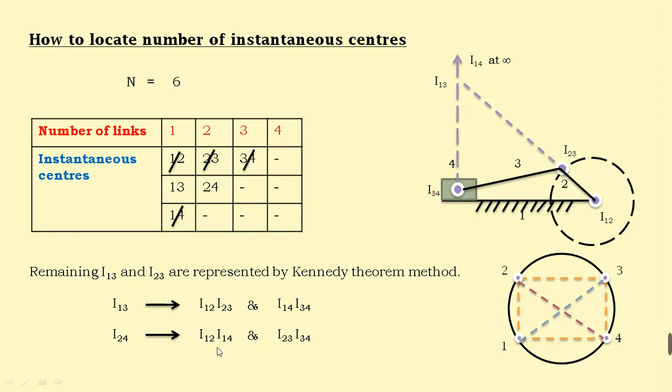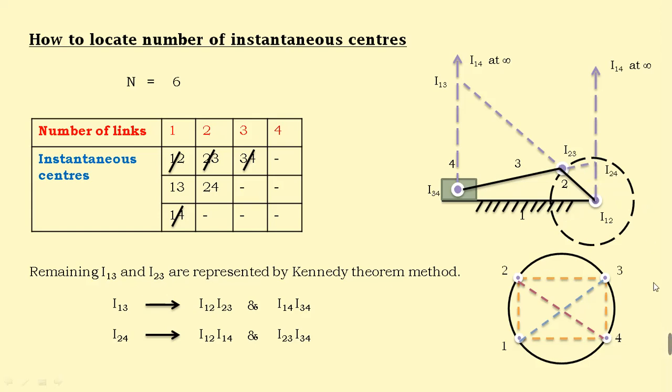So go for I12. Where is I12 here? This is I12. Next I14. Where is I14? At an infinite location. If you join I12 to I14, from I12 you get one vertical straight line going to an infinite location. So join and represent it as I12 to I14. Next, remaining I23, I34. Where is I23? This is I23. Where is I34? This is I34. By joining these two and extending it, it should intersect the I12 to I14 line. When you extend it, it will intersect here. So this intersecting point gives us the required instantaneous center, which is I24.